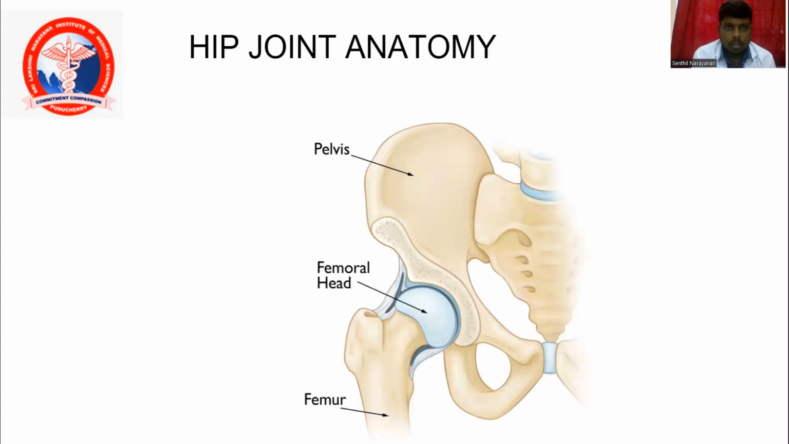So first we'll see about hip joint anatomy. This is the pelvis, femoral head articulating with acetabulum. This is the femur, femoral head and intracapsular neck and extracapsular neck. Head and neck are articulating with the capsule. It has blood supply from the medial circumflex femoral artery, lateral circumflex femoral artery, and the artery to ligamentum teres, which is a branch of the obturator artery.